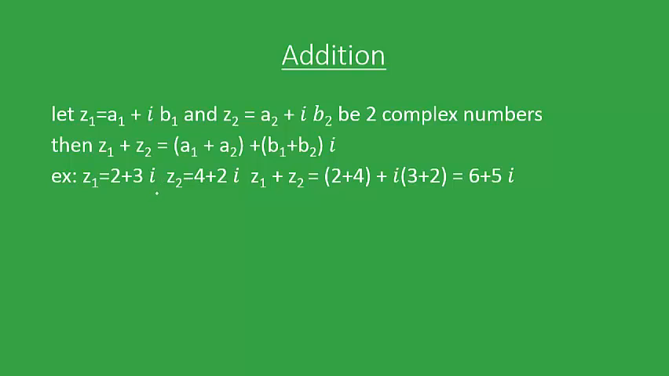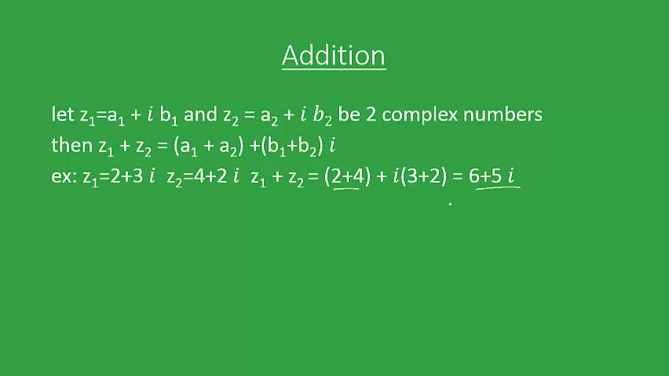So to get a clear idea, let's just take a simple example. Say z1 equals 2 plus 3 iota and z2 equals 4 plus 2 iota. When you add the two numbers z1 and z2, you add the corresponding real numbers, that is 2 plus 4, plus iota times the corresponding imaginary numbers, that is 3 and 2, to get the answer, that is 6 plus iota times 5, hence the answer.